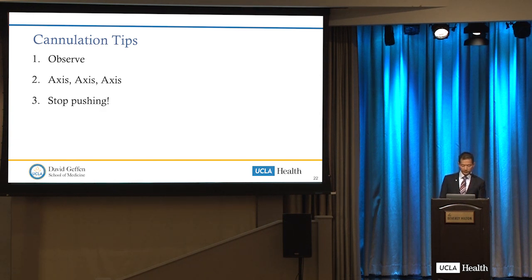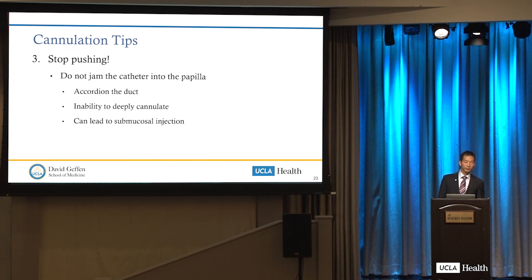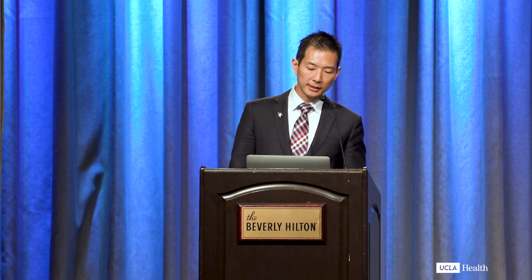Stop pushing. Another axiom from one of my attendings. Don't jam the catheter into the papilla, right? So I think it's very tempting when you get engaged into the papilla to just shove the catheter in further. But what often happens is that you can accordion the distal bile duct. You're unable to deeply cannulate. So you may actually be in the bile duct, but the wire won't go up because you're jamming the catheter against the back wall of the bile duct.